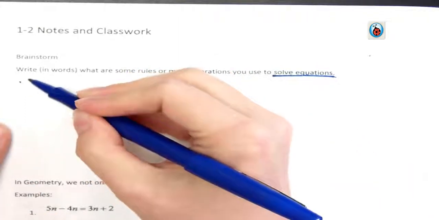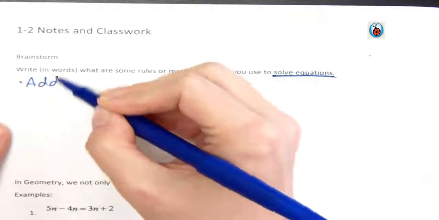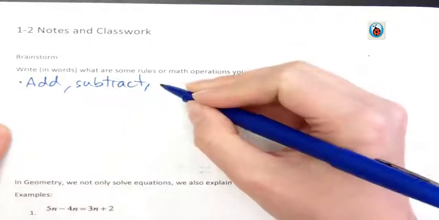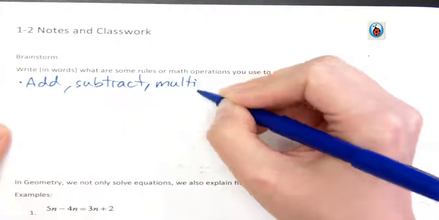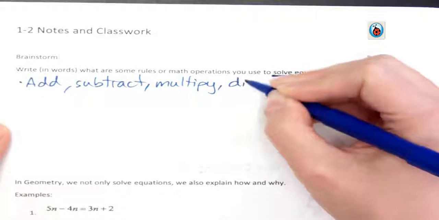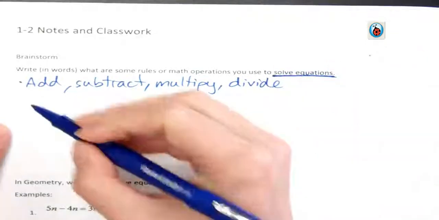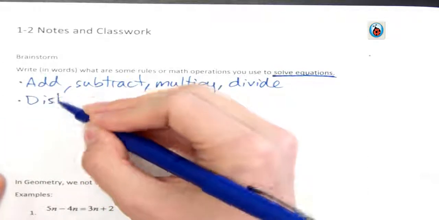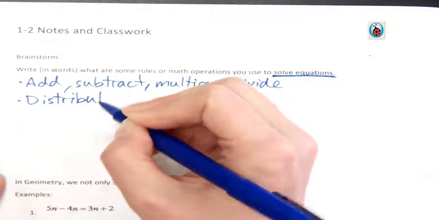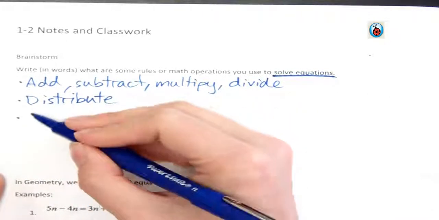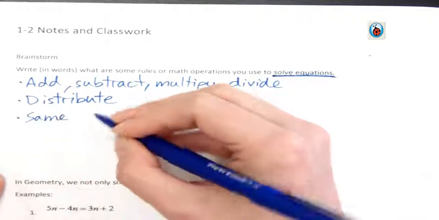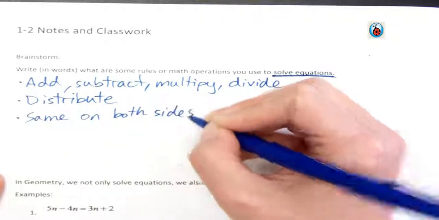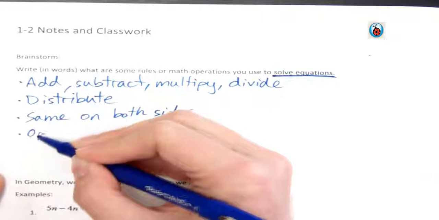Alright, so hopefully you got your basic math operations. So add, subtract, multiply, and divide. You might have mentioned often we have to distribute. We always do the same on both sides to keep things equal. And you do the opposite to eliminate.